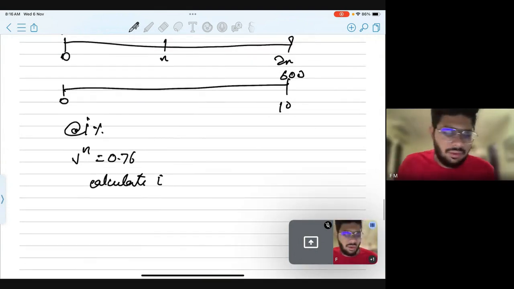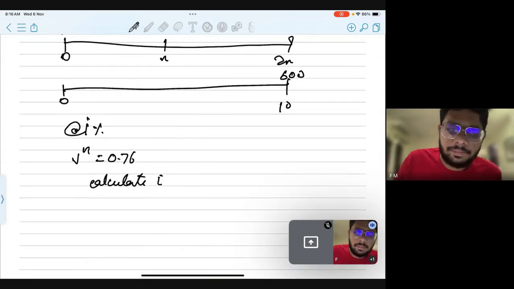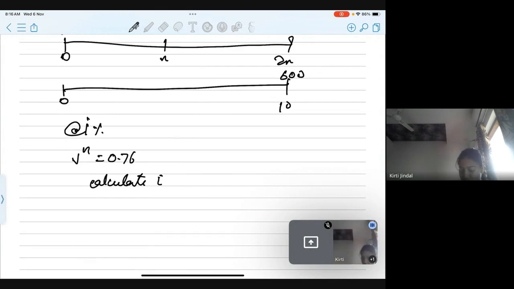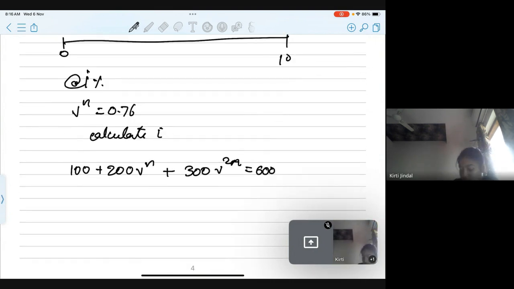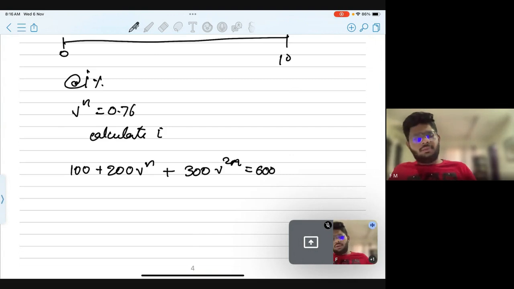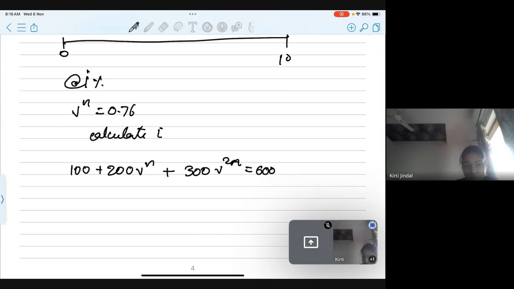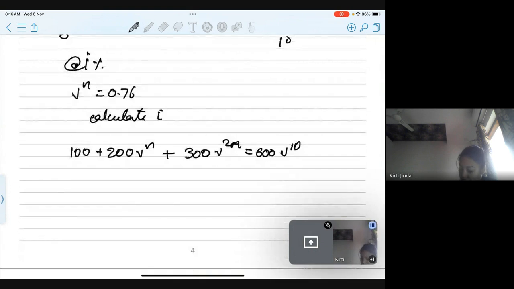Yeah, but this is also a very small question. It will not take a lot of time. 100 plus 200 v^n plus 300 v^2n. Is it the same i? Yeah, both of them are valued the same at the same i. 600 v^10. So this will be... v^n is 0.76.